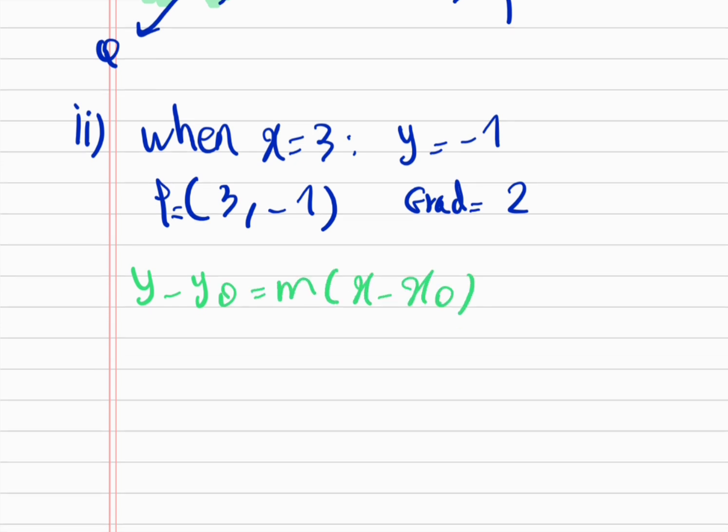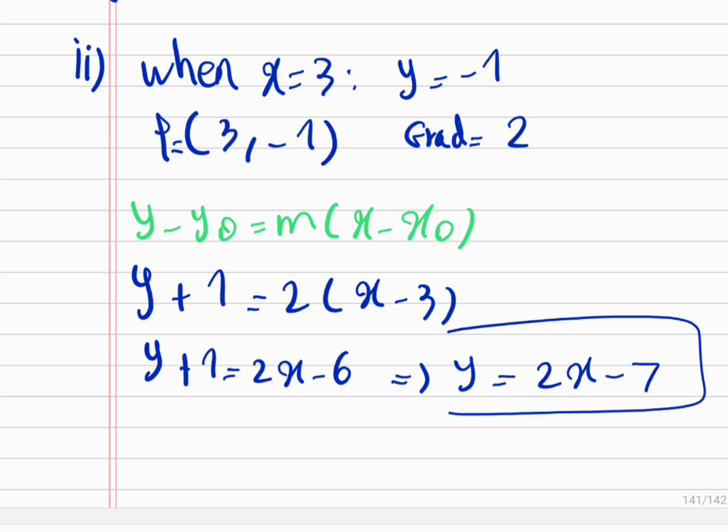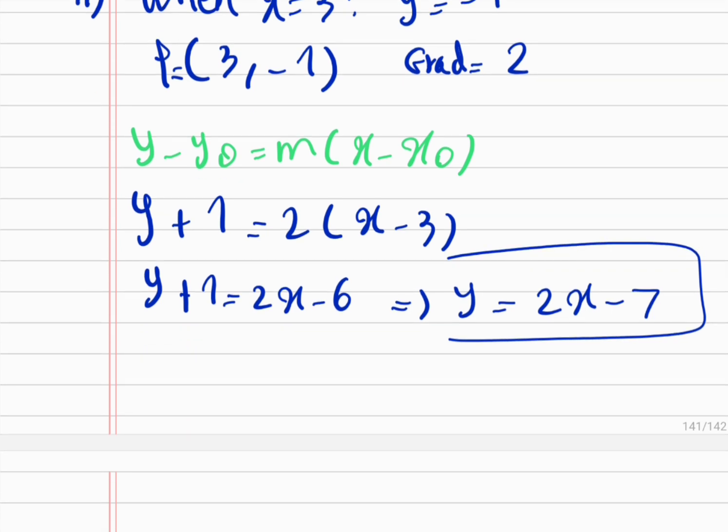And then remember that the gradient at point P is just equal to 2. So now we can use this equation y minus y0 is equal to m times x minus x0. So it becomes y plus 1 is equal to 2 times x minus 3, and now it's all about rearranging. So we have 2x minus 6, and we'll get y equals 2x minus 7. So this is the equation of the tangent at point P.